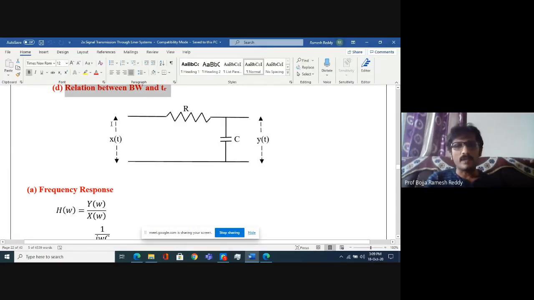Very clear. Apply a signal with low frequency. Low frequency. If frequency of the signal is low, then capacitive reactance is equal to 1 by omega C. 1 by omega C. If frequency is very low, 1 by omega C is nothing but very high. Very high means what?